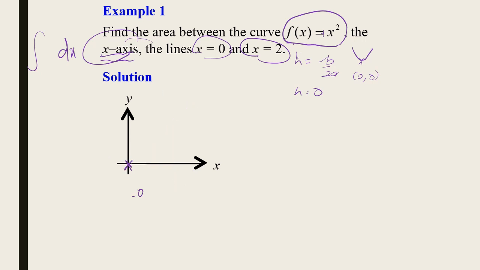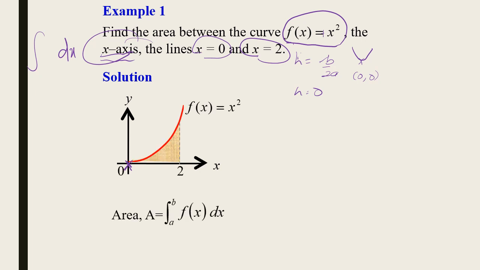The next step what we need to do is to sketch the graph. This is our graph. This is the area we need to find. So it should be the integration of f(x) with respect to x, and it goes from a to b. So what is our f(x)? Directly it's given as x squared, right? So it's starting from 0 to 2. So our a should be 0, our b should be 2. So it goes from 0 to 2.